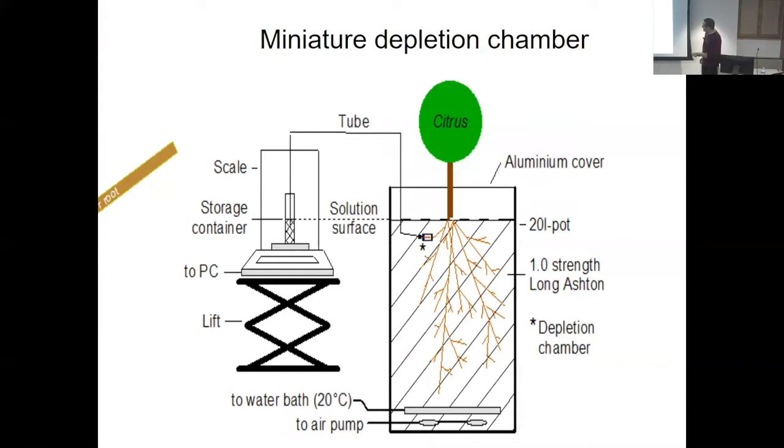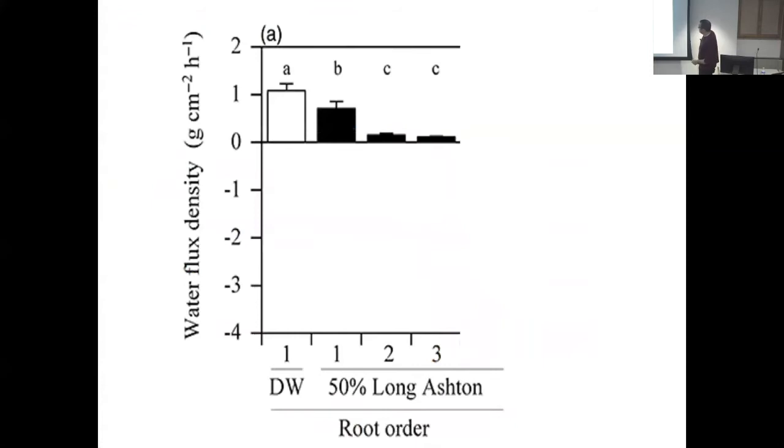So we are measuring the uptake of different root orders just by connecting them to a scale. And what we see here is root orders 1, 1, 2, 3. This is distilled water. This is under nutrient solution. We saw a little bit of decrease of uptake with nutrient solution versus distilled water. But what was interesting, but also expected, is that root order 1, the smallest root orders, are taking up much more water, nutrient solution. Okay, so this was expected.